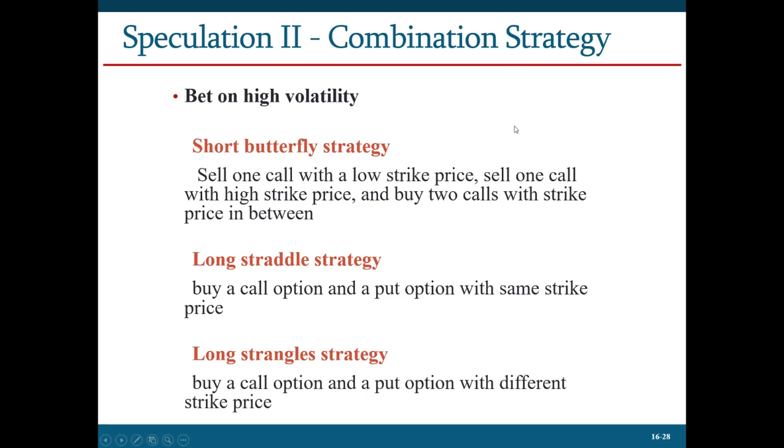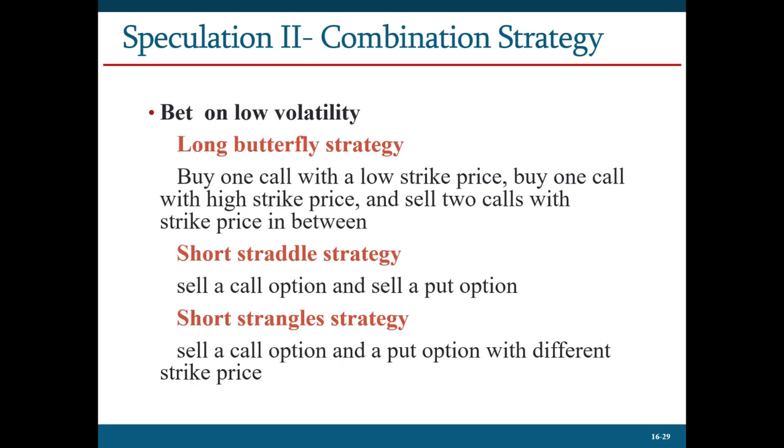So you can use a combination strategy to bet on the volatility of a stock or the market. And also you can bet on low volatility, using the long butterfly strategy, the short strangle strategy, or the short straddle strategy. They follow the same mechanism, just in the opposite direction. So here, options give you a very powerful tool, which allows you to bet not only on the direction of the security, but also on the volatility of the security.